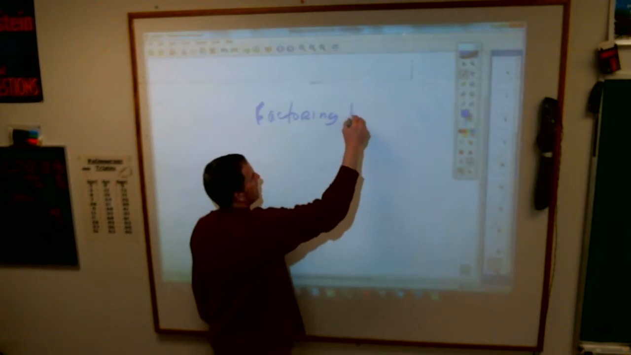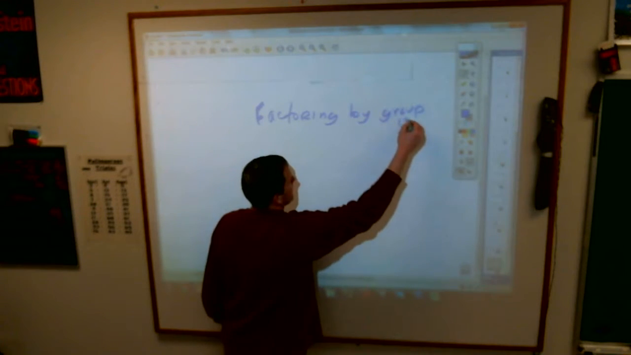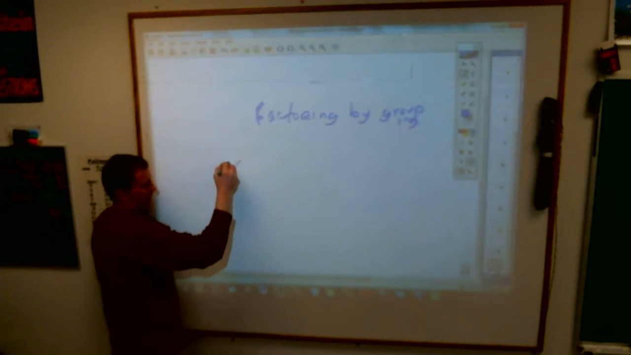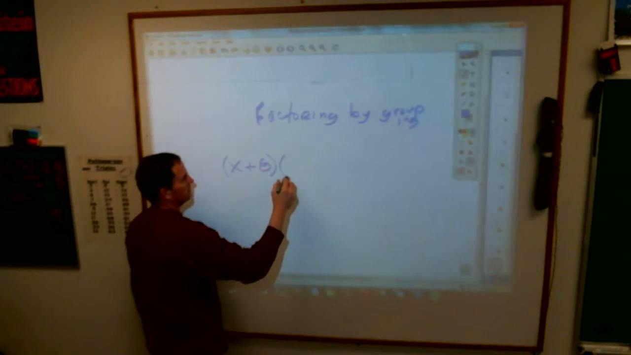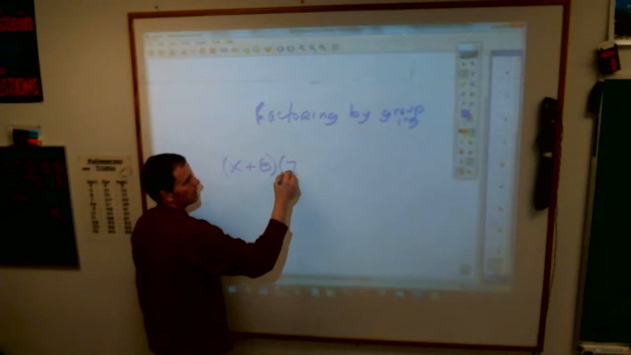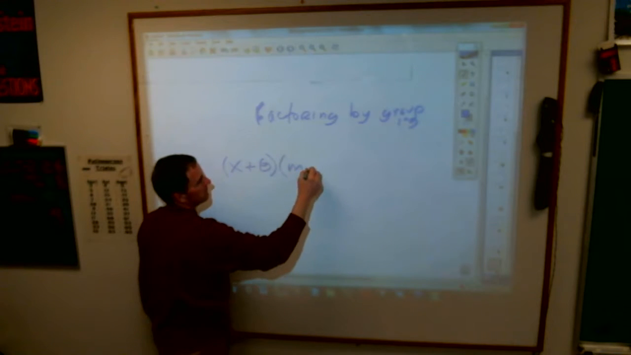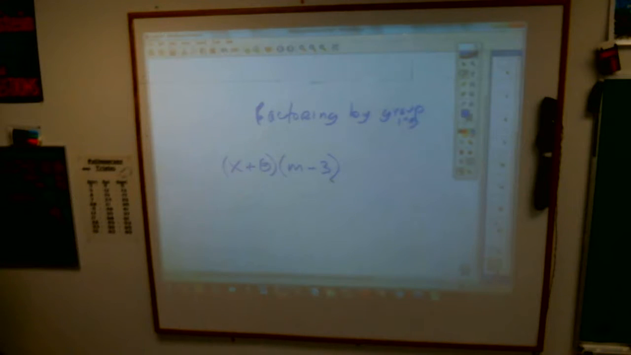Factoring by grouping. In order to understand this, you have to think about this. What if you have x plus 8, and I'm multiplying it by m minus 3? If I'm multiplying, let's multiply those together first. What do I get if I multiply that together? How would I multiply that together?